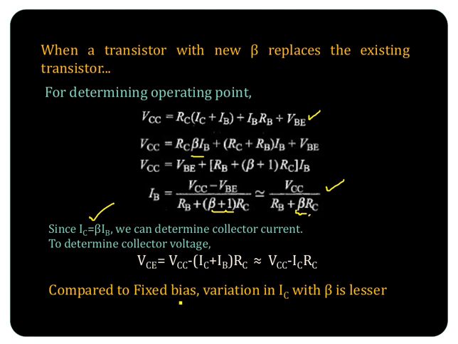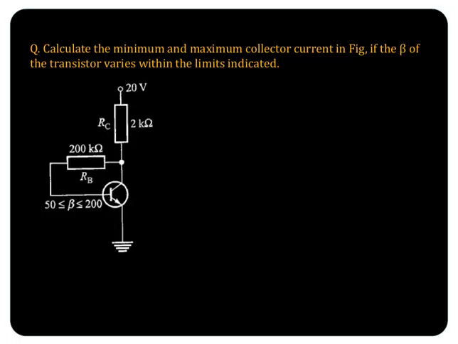Now compared to fixed bias, variation in IC with beta is also lesser. We saw there is a 50% increase in IC when beta is changed in the previous problem which we discussed, isn't it? So there is no appreciable change in IC compared to the fixed bias circuit when beta is changed. Let us see this and understand this through a problem.